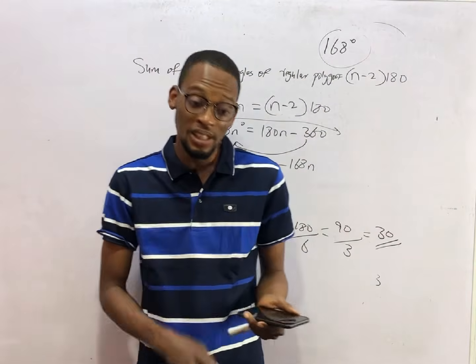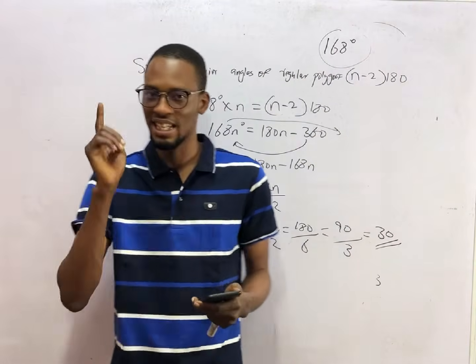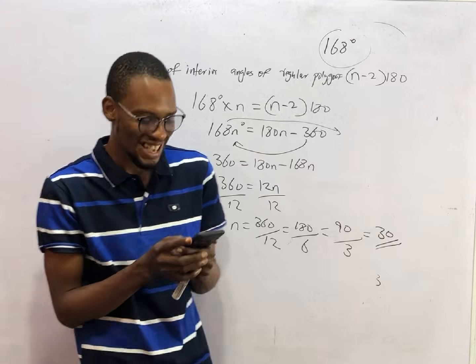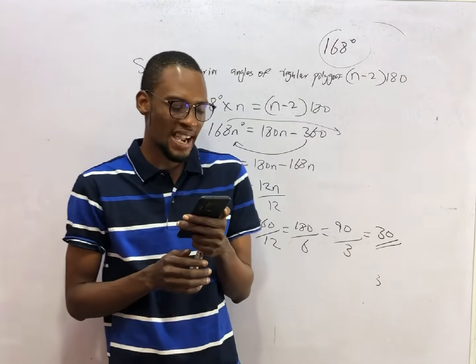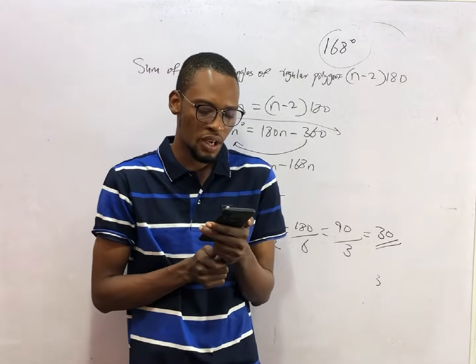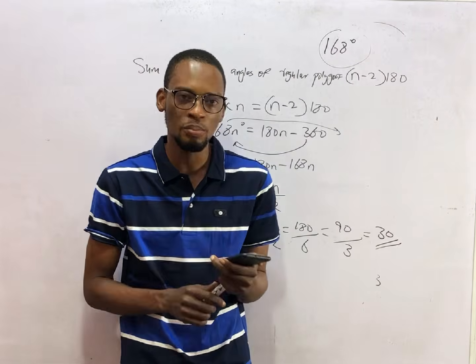What is the name of a polygon with 30 sides? That is your assignment. And the next one says, find the sum of the interior angles of a pentagon.